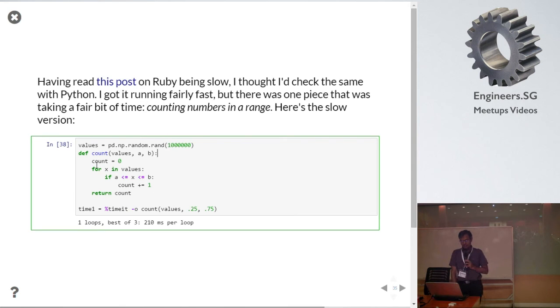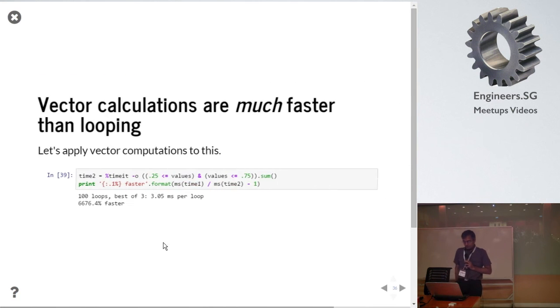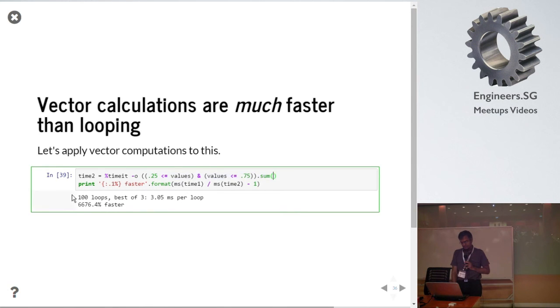Now, if I do it the naive way, which is loop through every value and say, tell me if X is within A and B. If so, I'll increment the count by 1 and then return the final count. That takes 210 milliseconds on this relatively small data set. But if we did the same thing using something like a list comprehension and summing it up, that's about 66 times faster, which is a huge improvement. Right? So inlining and list comprehensions, that helps for sure.